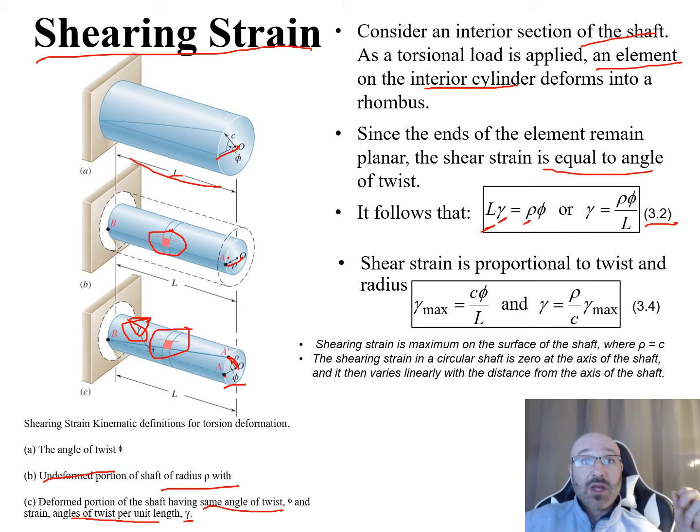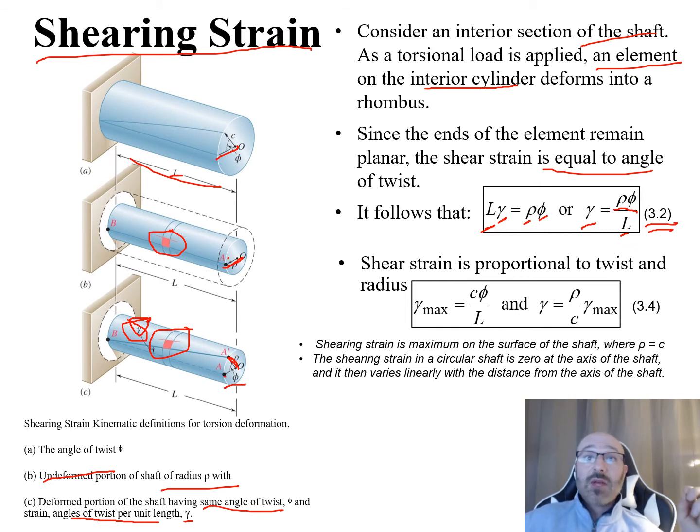times that angle of twist θ. Or we can rewrite that and solve for our shear strain, saying that our shear strain is equal to our radius rho times our angle of twist divided by the length. And that gives us a definition for shear strain, a relationship from equation 3.2 in our text.